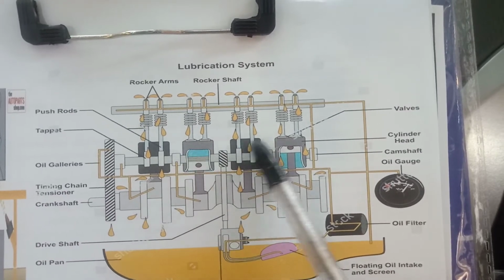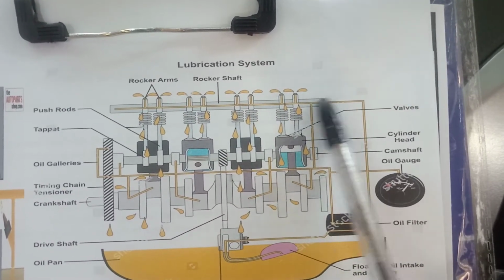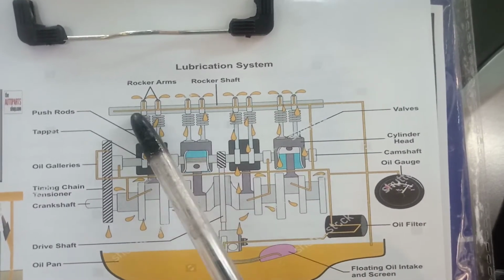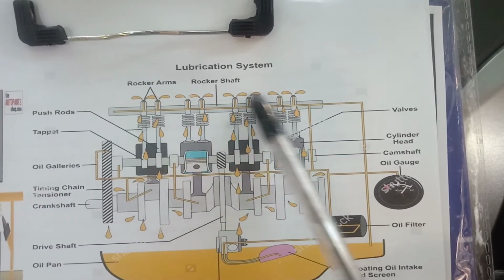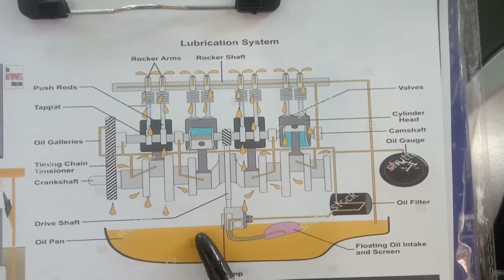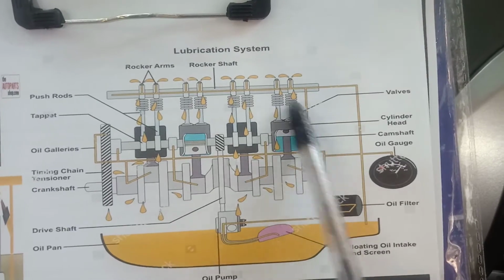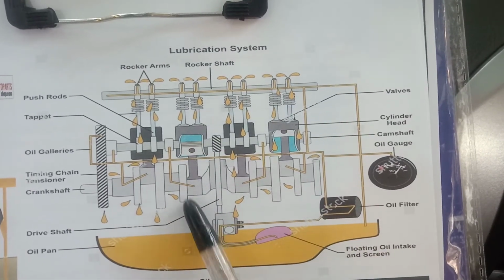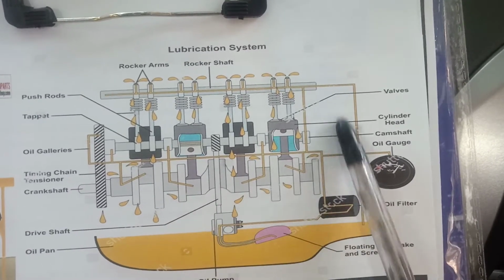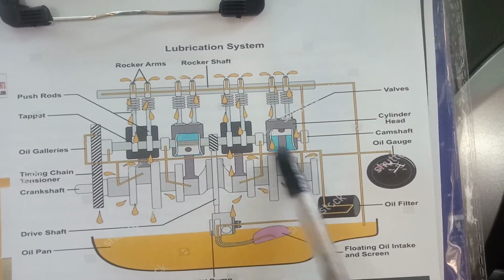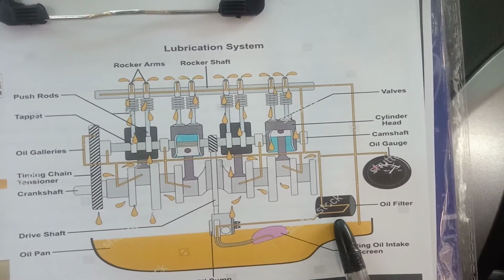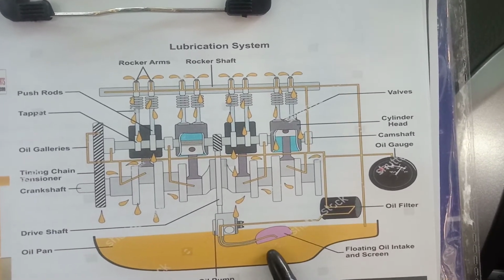Then this oil goes to the uppermost part of the lubrication system, where the rocker arms are provided. This part is also lubricated by the oil. After lubricating all these components of the engine, the oil drops down into the sump. So this process continues. This process is continuous as long as the engine is rotating. As the engine rotates, the oil is continuously supplied to the various components of the engine, and after lubricating, it settles down. So this is how the wet sump lubrication works.